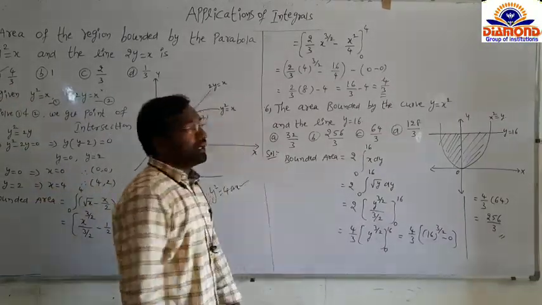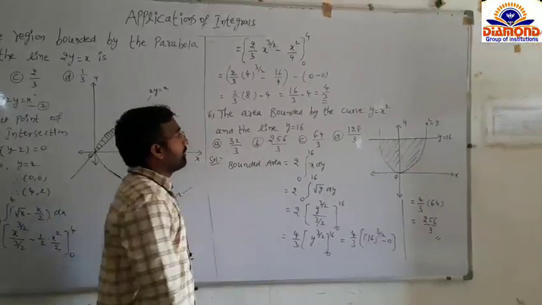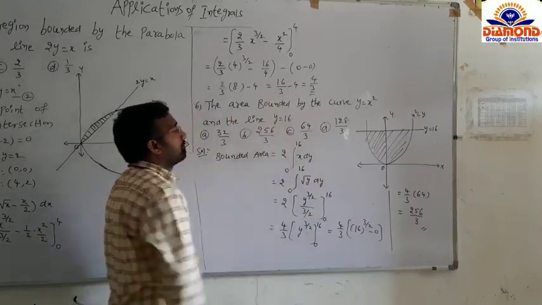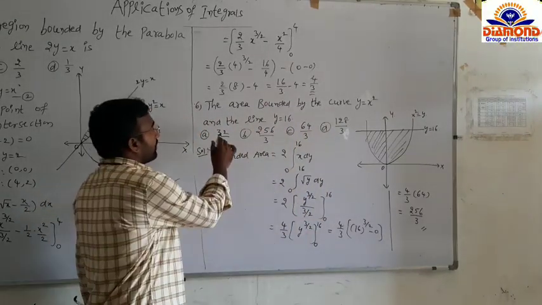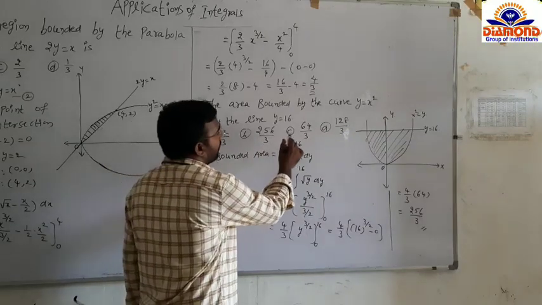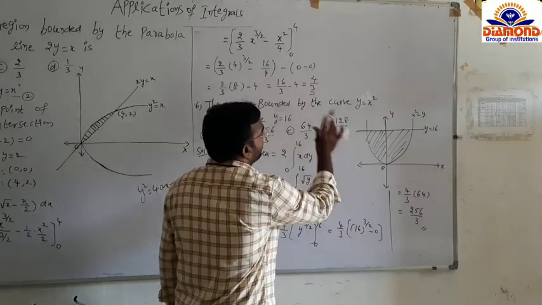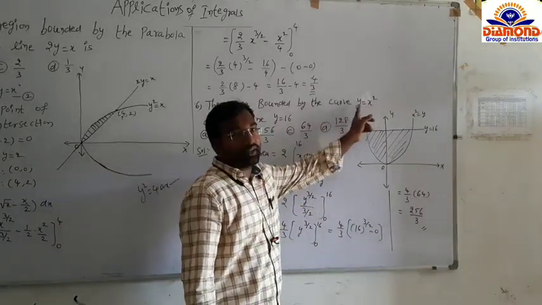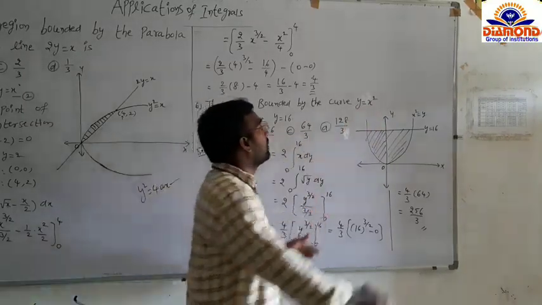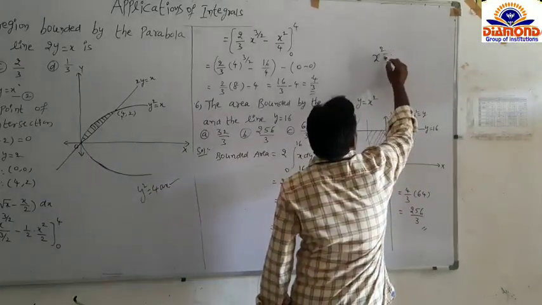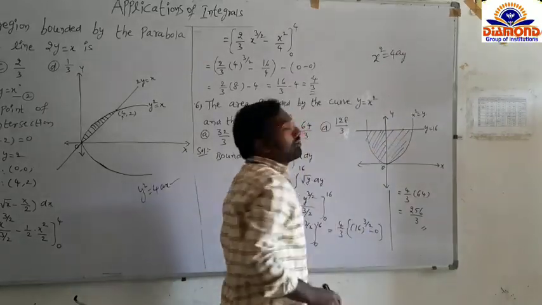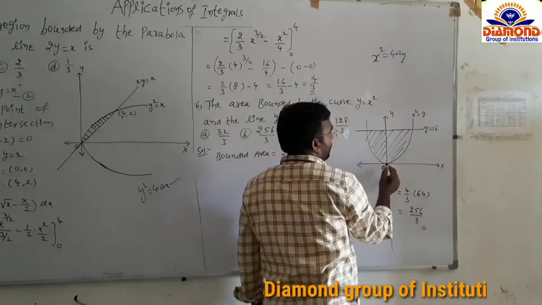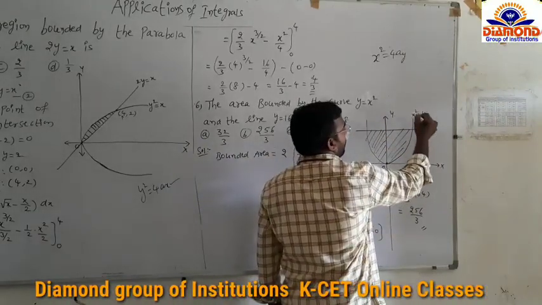Next problem. The area bounded by the curve y equal to x square and the line y equal to 16. So option A 32 by 3, option B 256 by 3, option C 64 by 3, option D 128 by 3. Here curve is given y equal to x square. Y equal to x square is nothing but x square equal to y. This represents a parabola which is the form of x square equal to 4ay. Compare it. So diagram is like this. Vertex at origin, parabola x square equal to y.